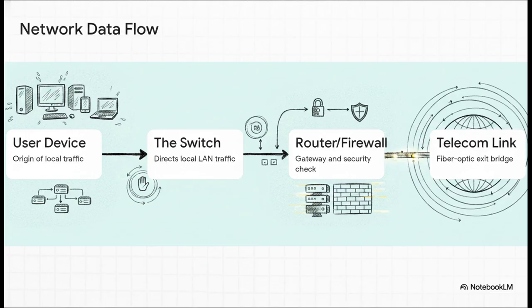Step 1, it originates at the user device. Step 2, it travels locally to the switch. Now, if it's internal, boom, it stops there. But if it's external, it moves to step 3, the router and firewall for gateway routing and strict security inspection. And finally, step 4, it shoots out across the high-speed fiber optic telecom link. See? It's an incredibly logical step-by-step physical path.